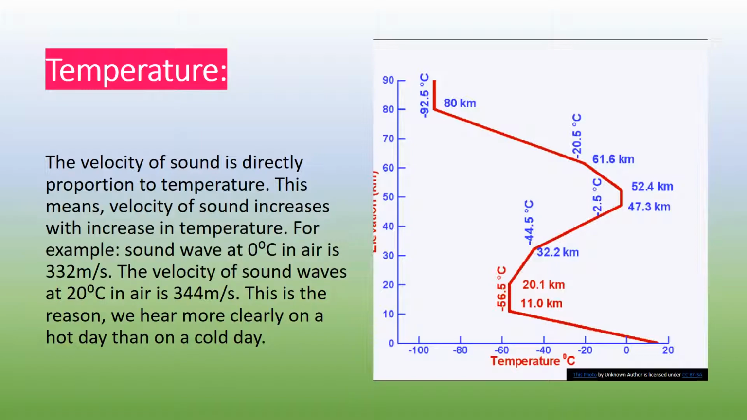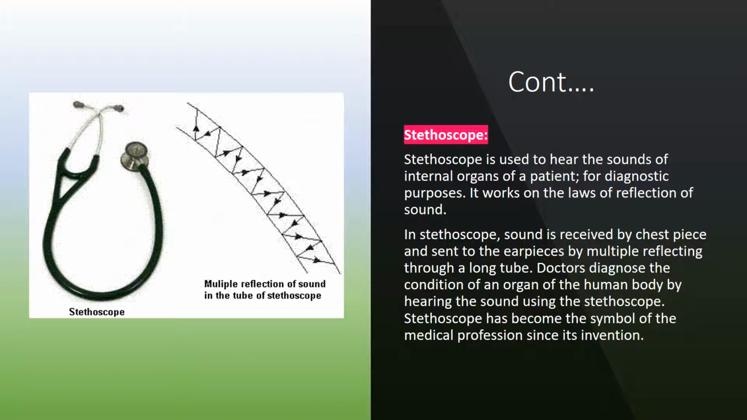Temperature. The velocity of sound is directly proportional to temperature. This means velocity of sound increases with increase in temperature. For example, the velocity of sound wave at 0 C in air is 332 m/s. The velocity of sound waves at 20 C in air is 344 m/s. This is the reason we hear more clearly on a hot day than on a cold day.